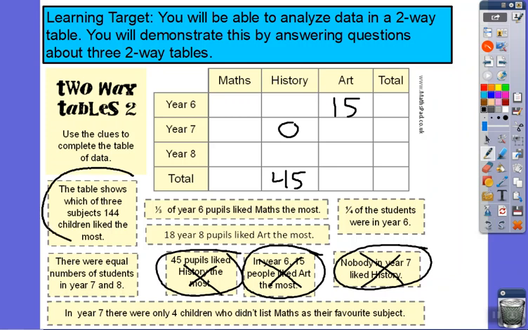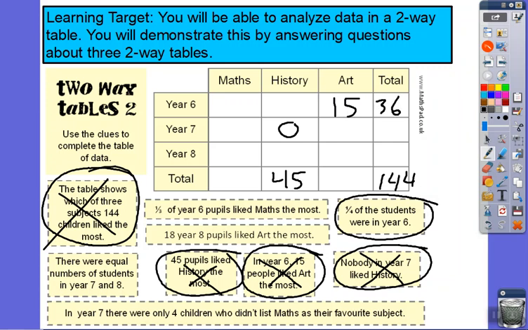The table shows which of 3 subjects 144 children liked the most. So that is how many people we asked. We asked 144. That is our total. A quarter of the students were in year 6. So what I'm going to do is take the 144 and divide it into 4 sections, and that is 36. So there are 36 students in year 6. 18 year 8 pupils liked art the most, so I'm going to look for where year 8 and art cross, and that is 18.